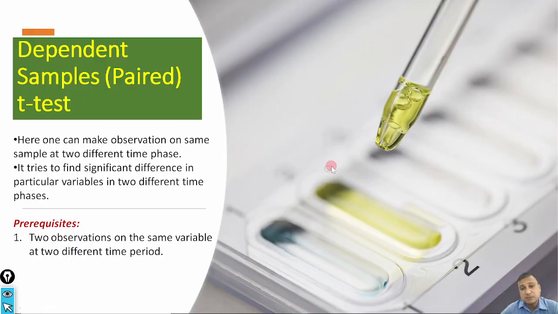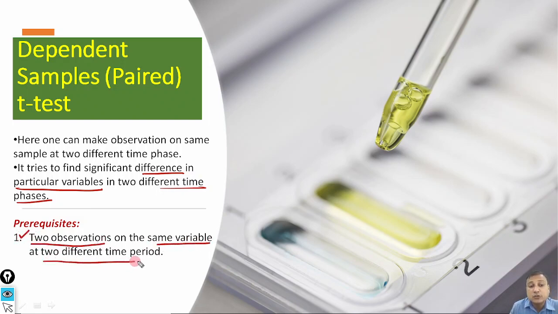Let me start this lecture with the discussion on the prerequisites of this test. The dependent sample t-test tries to find a significant difference in a particular variable in two different time phases. And what is the prerequisite for this test? The prerequisite is that we need to have two observations on the same variable but at two different time periods. So one can make the observation on the same sample at two different time phases. It means the samples are the same, but we are collecting the information at two different time phases.